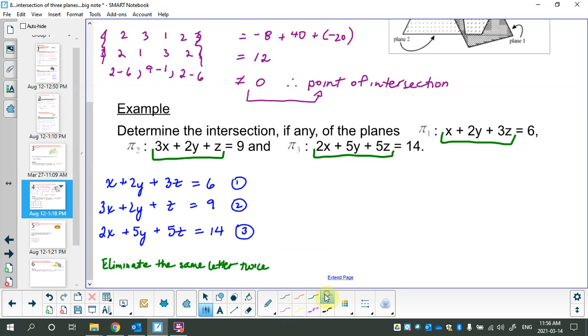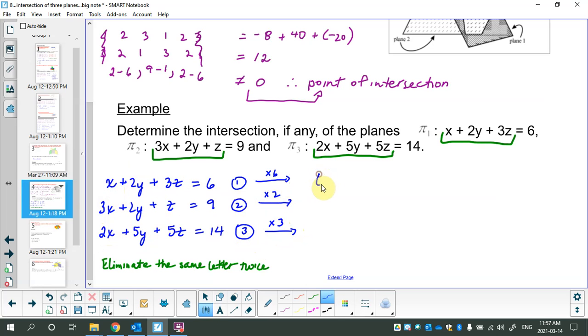So I am going to pick the x, because the numbers, I don't know, I like the number 6. So I'm going to times this one by 6 to make a 6. I'm going to times this one by 2 to make a 6, and I'm going to times this one by 3 to make a 6. Now you have to be careful, because when you decide to make the 6, all the other numbers change. So you're doing the scalar multiple of the whole thing.